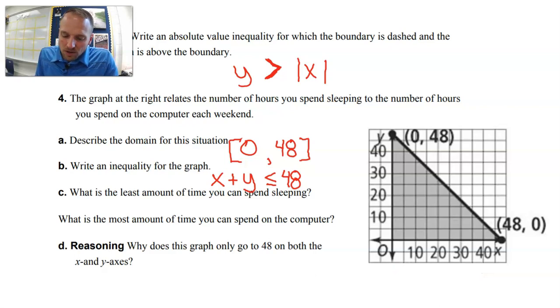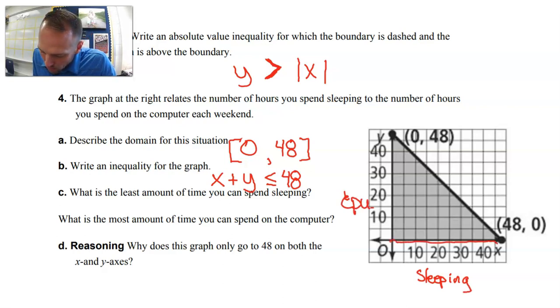Letter C, what's the least amount of time you can spend sleeping? Well, let's say that this bottom was sleeping and the y was computers. Okay, what's the least amount of time you can spend sleeping? Well, looking back here, the smallest our x ever is 0. Does that make sense? That's the least amount of time you can spend sleeping during the weekend. Not a good idea to sleep 0 hours, but it is possible.